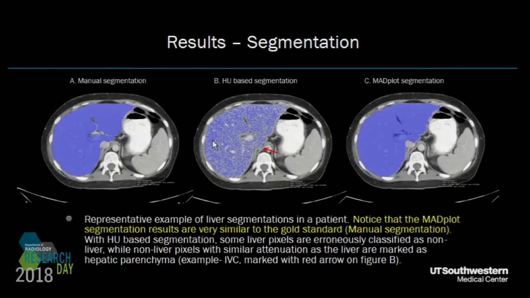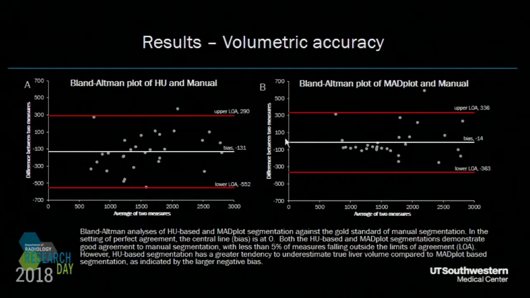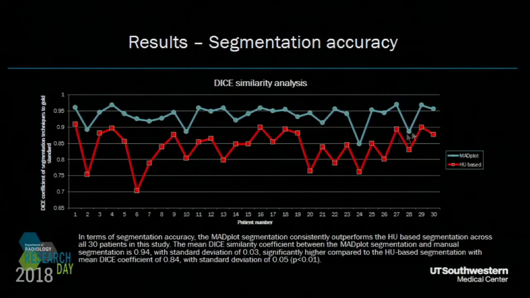On the right here, we have our method, the MADplot segmentation method, which, as you can see, very closely resembles the manual segmentation method. And in terms of more strict characteristics, volumetric accuracy, both the Hounsfield unit method and the MADplot method correlate well against our reference standard of hand segmentation, with only one data point, one liver on each falling outside 95% limits of normal, although the Hounsfield unit method tends to underestimate the true volume of the liver with a larger negative bias and has a larger spread, so it's kind of less specific than our method. But in terms of segmentation accuracy, the MADplot segmentation method consistently outperforms the Hounsfield unit-based segmentation method across all 30 patients.